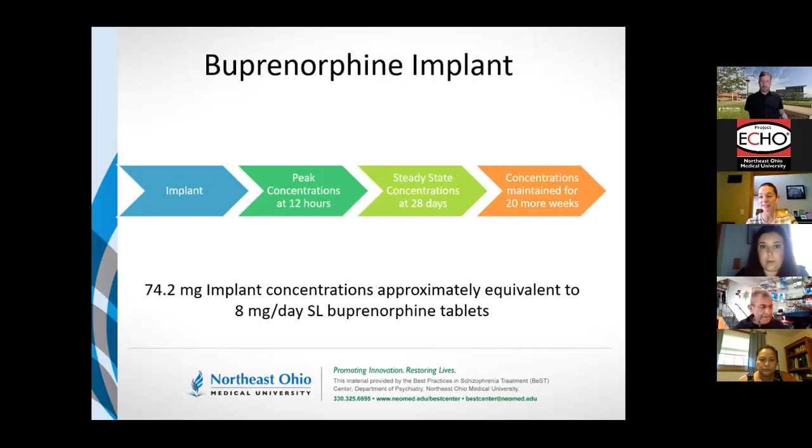They reach full steady state at 28 days. And then those concentrations are maintained for the remaining 20 weeks. So they really will have adequate coverage for that full 6-month window. But that adequate coverage really is equivalent to about 8 milligrams of a sublingual tablet daily. So if patients were requiring more, they may not be ideal candidates for this. And coverage, from a finance perspective, also does tend to be a little bit tricky for this one.